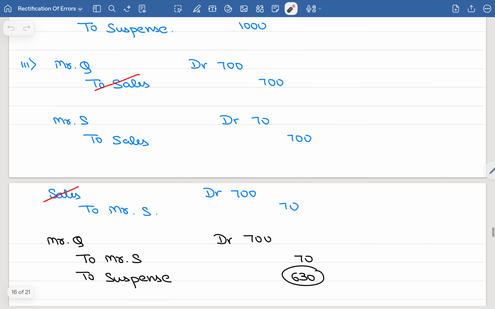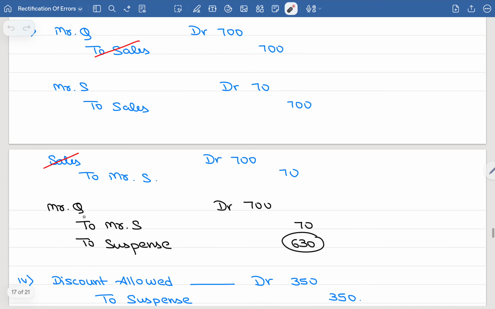Now see entry number 1 and 3. Sales account is credited 700, sales account is debited 700. So sales account is correctly posted, ignore that. It is crossed off. Mr. Q account debit 700, Mr. S account credit 70. So still 630 is remaining on the credit side. To tally this journal entry, I will make it a credit to suspense account. So my rectification entry will be Mr. Q account debit, to Mr. S account 70, to suspense account 630. This will be my final rectification entry for this question.